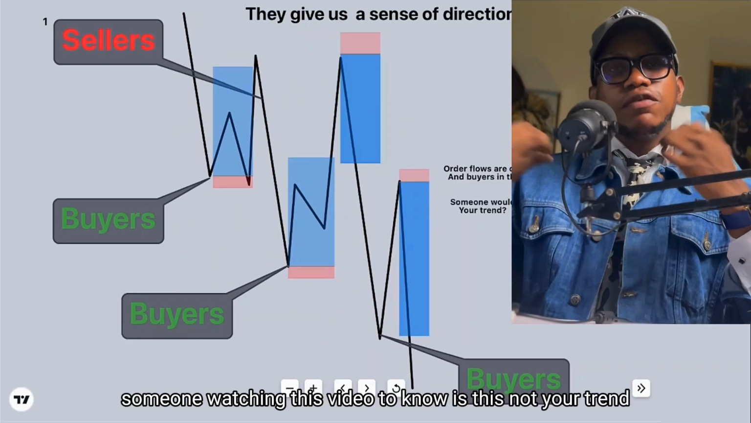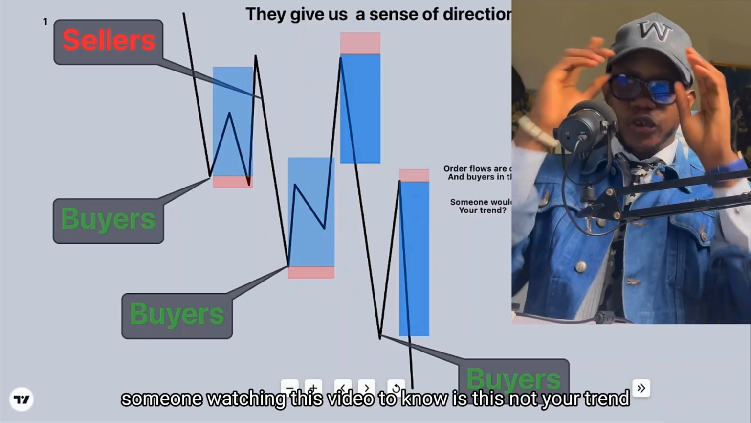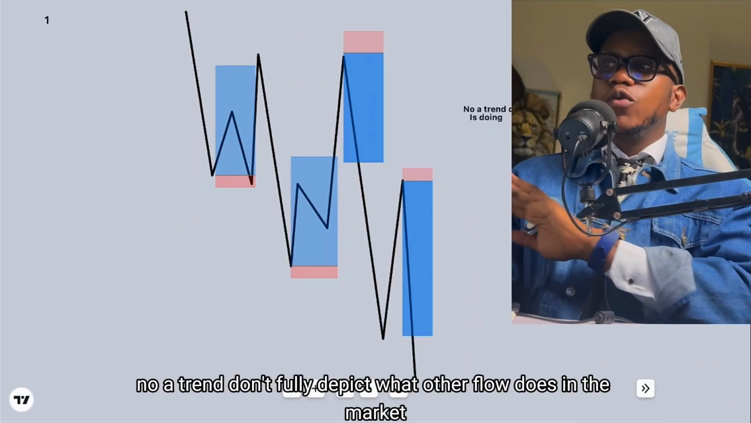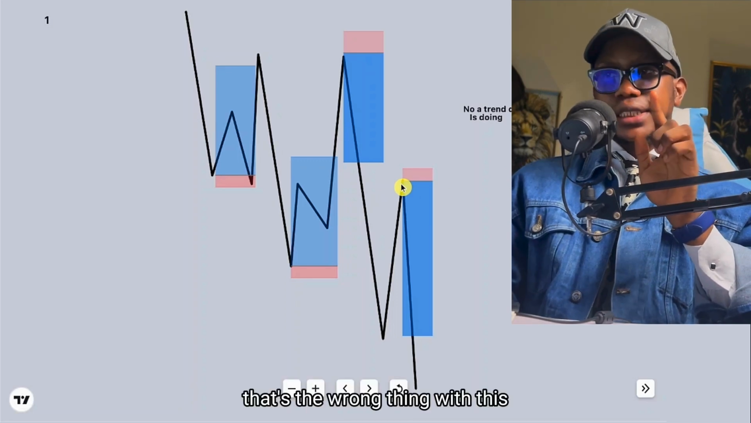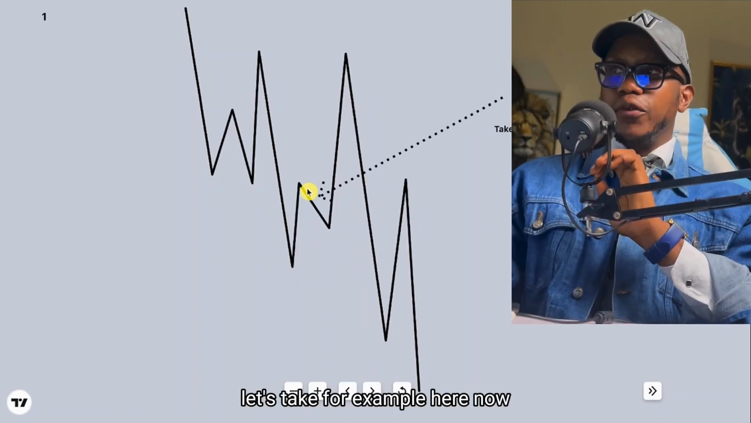So what you will say, victorsnow, is this not your trend? No, a trend doesn't fully depict what order flow does in the market. That's the one thing with this. Let's take for example here now.